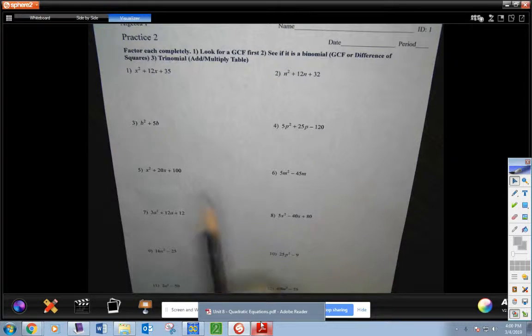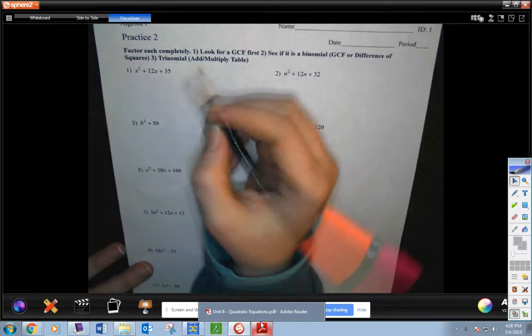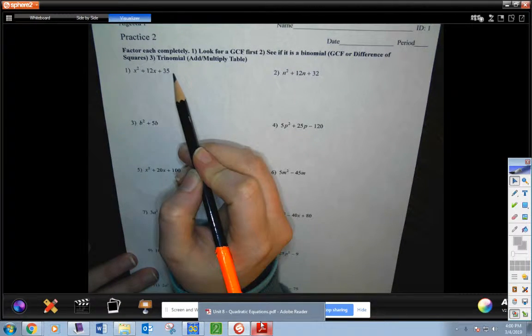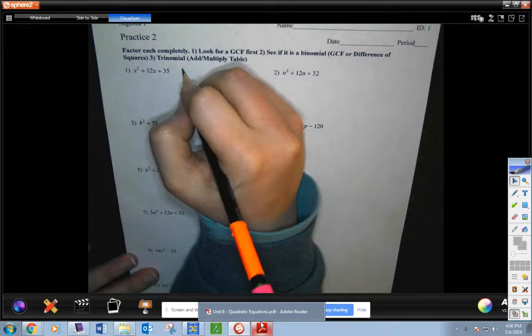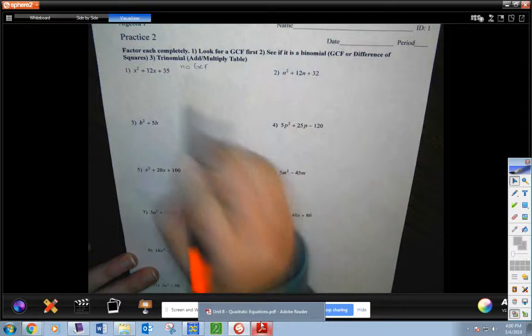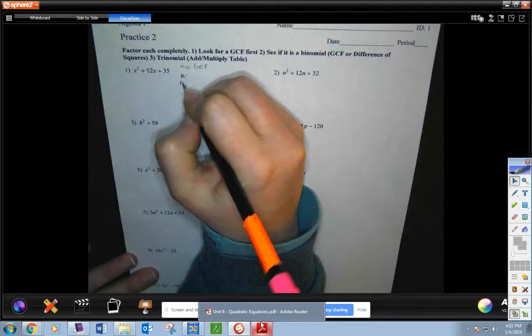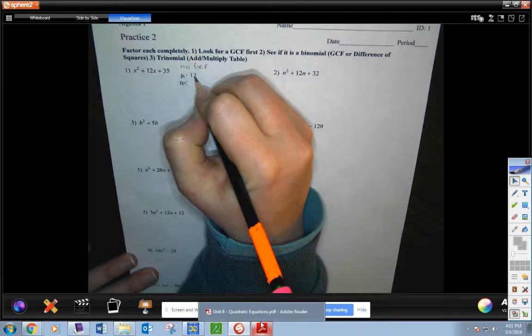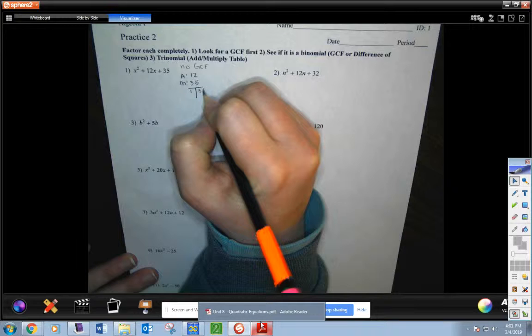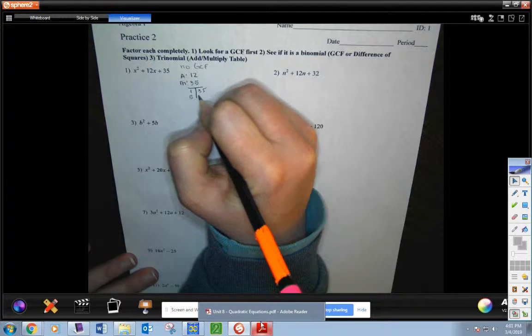So when I have x squared plus 12x plus 35, first thing I'm going to do is look for a GCF. Well, my smallest number is 1. So 1 doesn't do anything, and they all don't have an x. So this one has no GCF. Okay, so now I see if it's a binomial or a trinomial. Since it's a trinomial, I'm going to go straight to my add and my multiply table. I must add to 12, but multiply to 35. So 1 and 35, and 5 and 7.